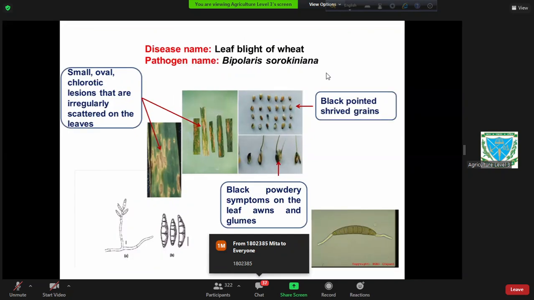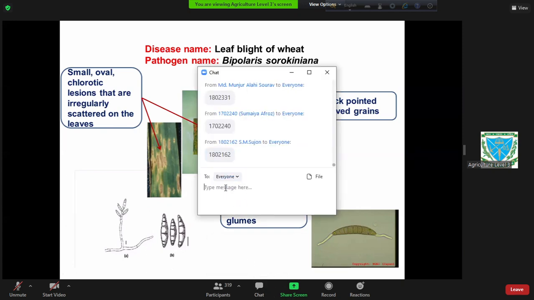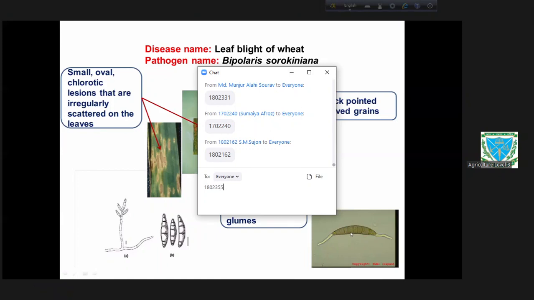So leaf blight of wheat, Bipolaris sorokiniana. So the pathogen, you see, produces this type of conidia. We call it obclavate type conidia, and there are 1, 2, 3, 4, 5, 6 to 14 cells. You can notice sometimes.